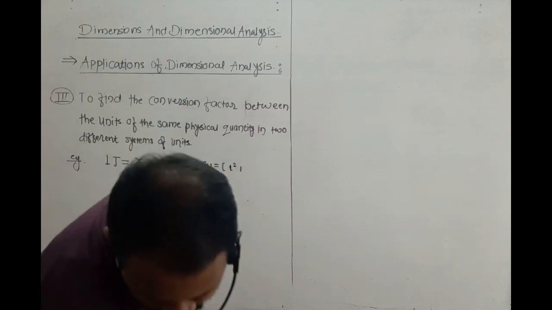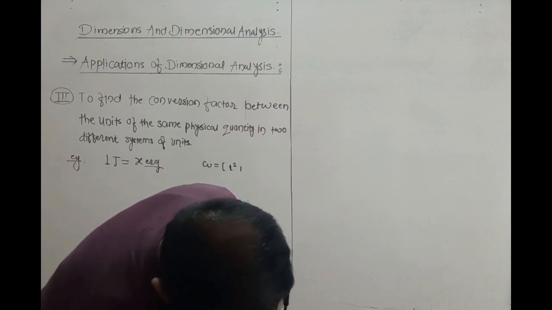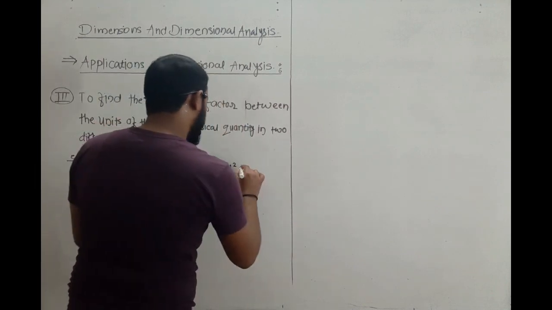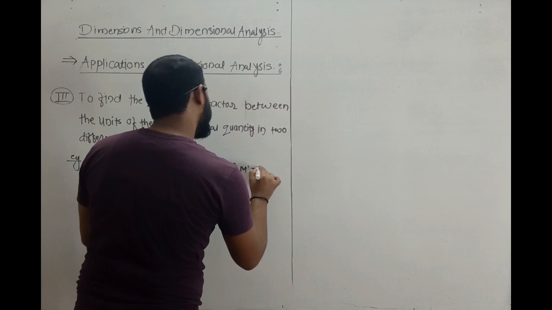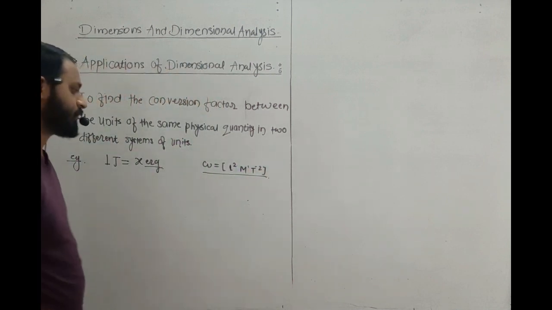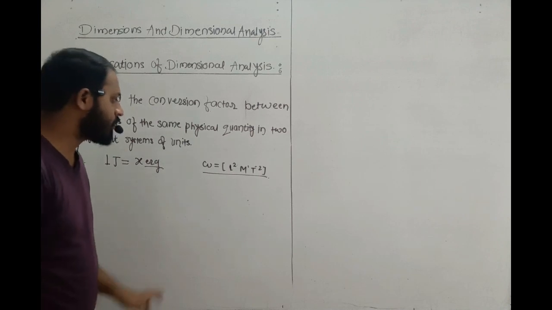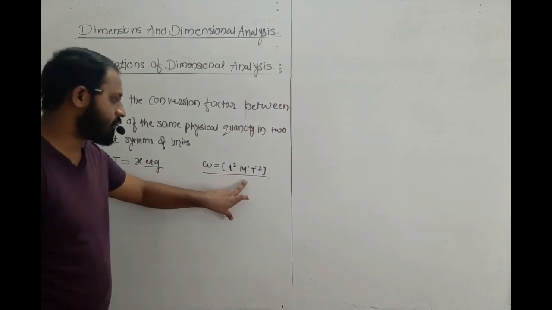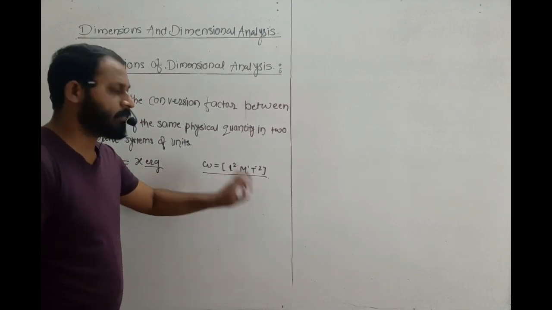Wait, let me see, otherwise it will go wrong. L square M1 T minus 1. Okay, you now know how to find this out. Okay, what is the dimension for work done? L square M1 T power minus 1.